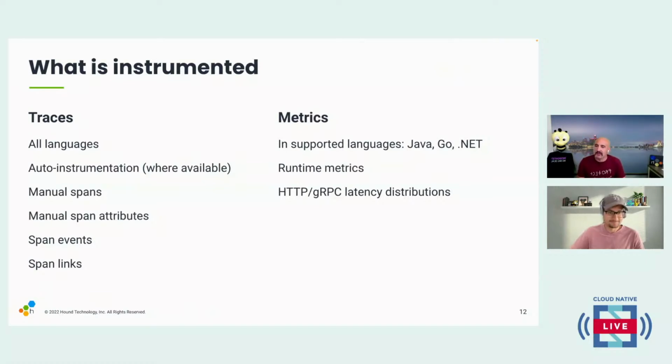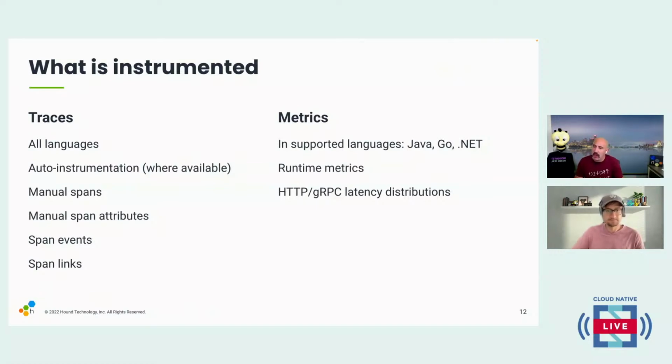All languages also have manual spans. They will all have manual span attributes. Almost all languages have span events. Actually, I believe all services do span events somewhere. Maybe Elixir might be the only one we don't do that for. I'll have to double check. And we also included span links. We only did this for one spot, notably in the front end, but we wanted to introduce the concept and why you would need to use a span link, to make sure people understood why we did that.